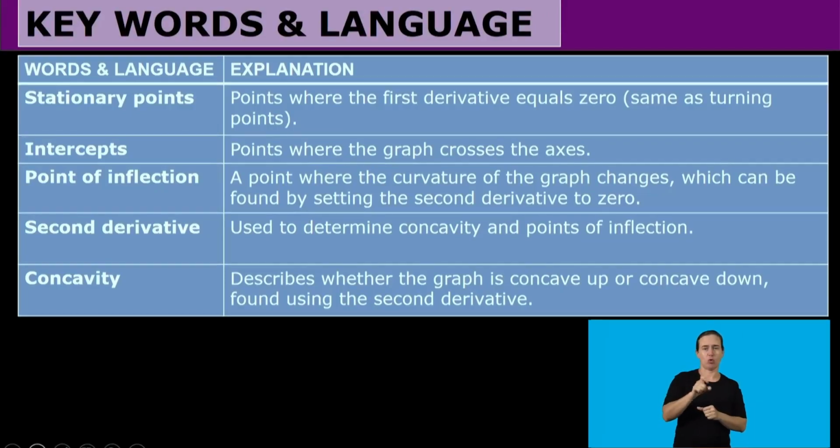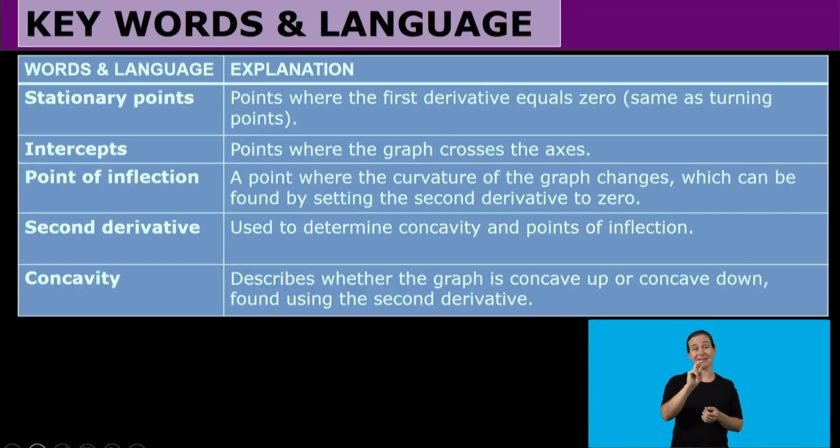All right. Now, there are certain keywords that you will constantly see coming up with cubic functions, and this is whether it's sketching or finding the equation and interpreting the graph. Stationary points, that's another way to say turning points, remember that. Intercepts, that's where your graph crosses the axis. It can be either the x-axis or the y-axis.